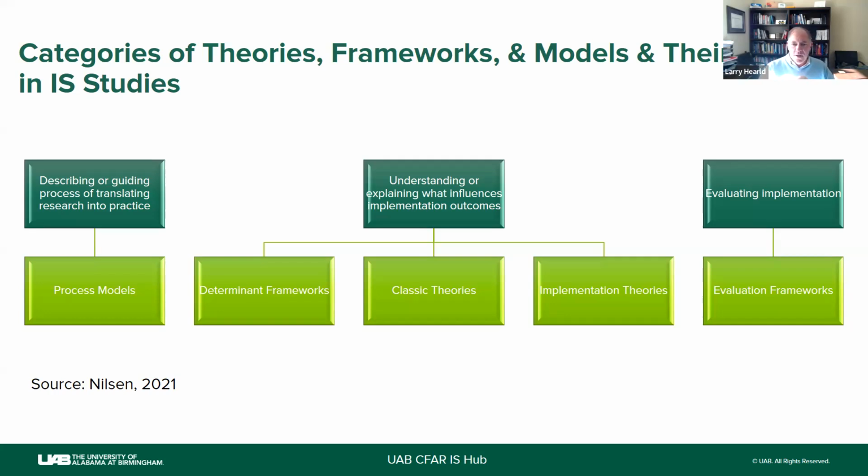As you can see in this figure, he distinguishes between 5 different categories of theories, models, and frameworks that are used for 3 general purposes in implementation science studies. And don't worry if you don't know these different categories. I'm going to explain them a little more in the slides ahead. First, on the left-hand side, you have process models, which are generally used to describe or guide the process of translating research into practice. In the middle, you have determinant frameworks, classic theories, and implementation theories, which are typically used to understand or explain what influences implementation outcomes.